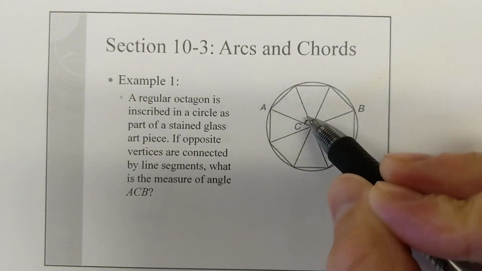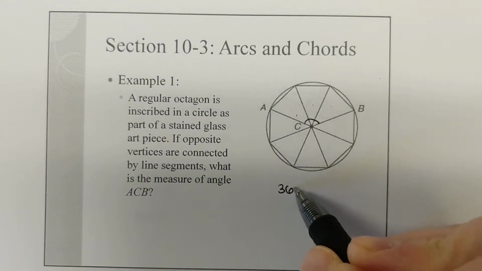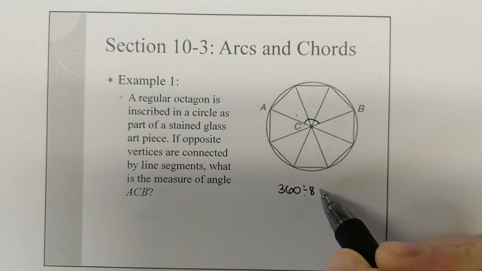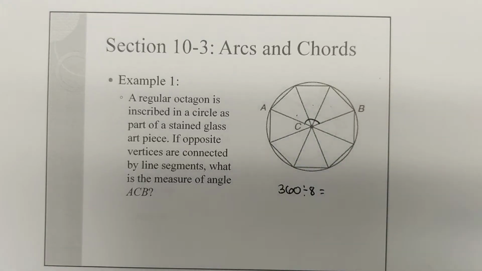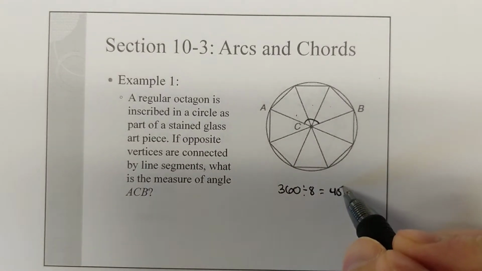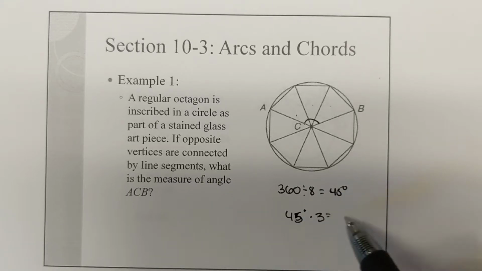Now this is an octagon, so I need to figure out how much each wedge is. A circle has 360 degrees. An octagon has 8 wedges: 1, 2, 3, 4, 5, 6, 7, 8. So that means each wedge is 45 degrees. Angle AOB is 3 of them. So 45 degrees times 3 is equal to 135 degrees.